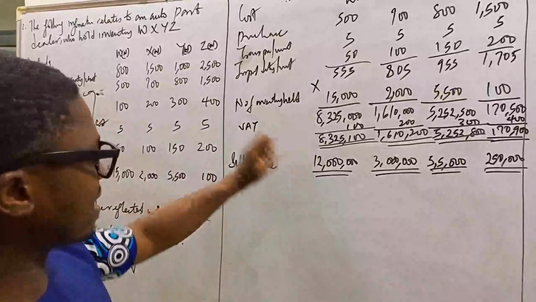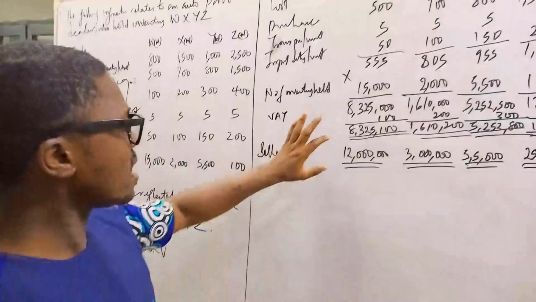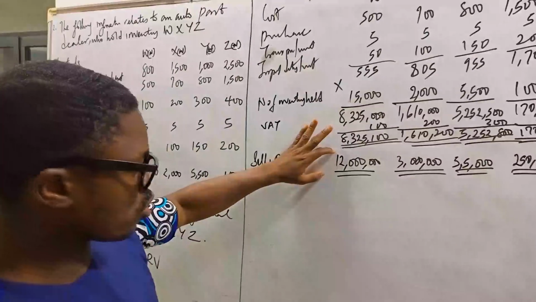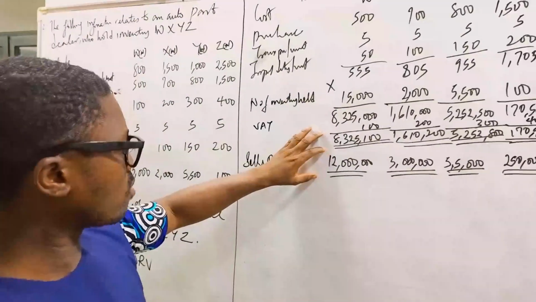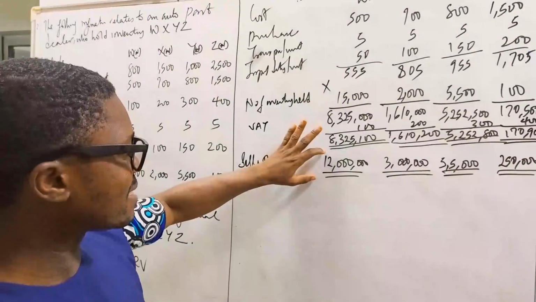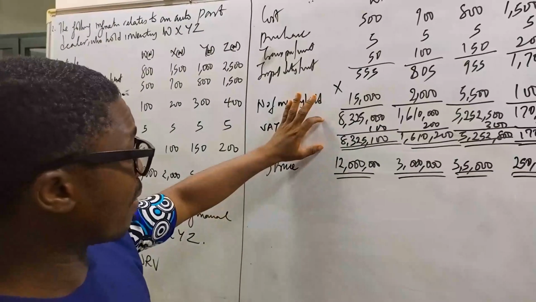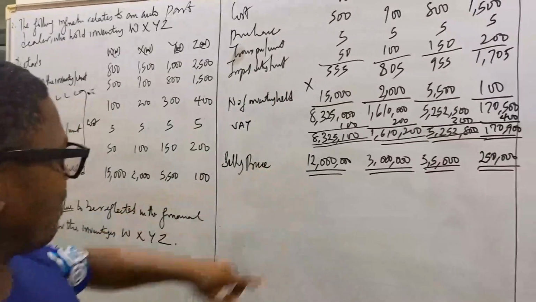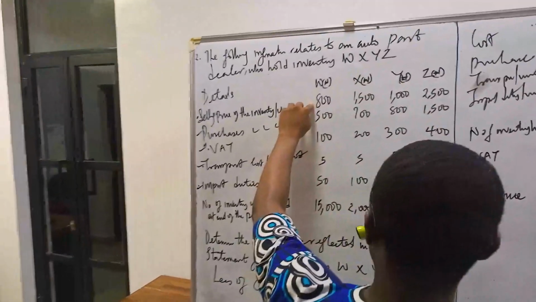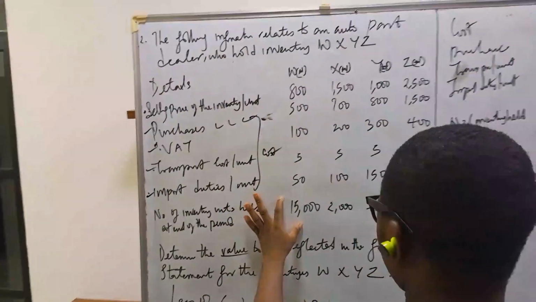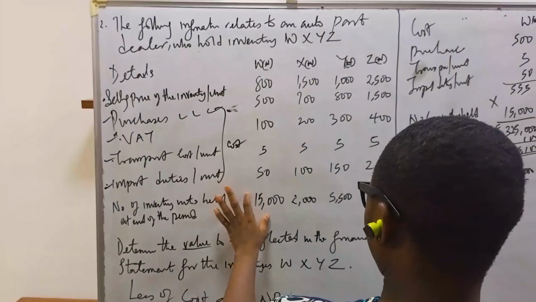So for our selling price, note that I said that simply because we don't have any cost to sell like marketing, commission, and the rest, we have selling price as our net realizable value. That is what we want to compare with our cost, right? And how did we arrive at the selling price? We have our selling price per unit, 800 naira in this case, multiplied by the number of inventory held at the end of the period for W.